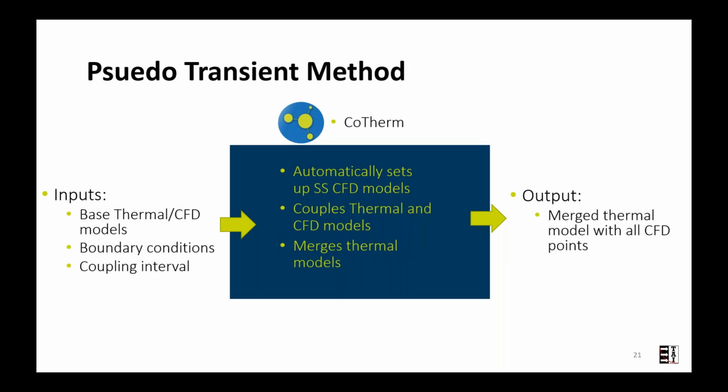The next is the pseudo-transient method. The inputs to this include the base thermal and CFD models, boundary conditions, and the coupling interval desired. CoTherm then takes care of setting up the steady-state CFD models, coupling the thermal and CFD models, and then merging the thermal models. This gives one complete output of a merged thermal model with all the CFD points.